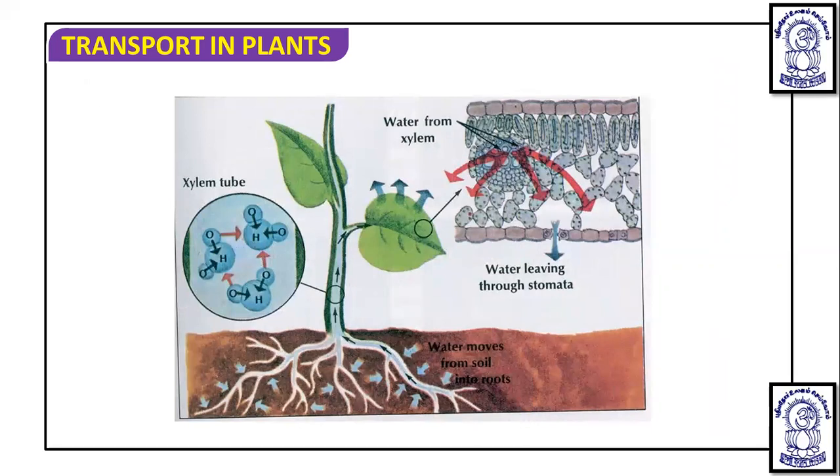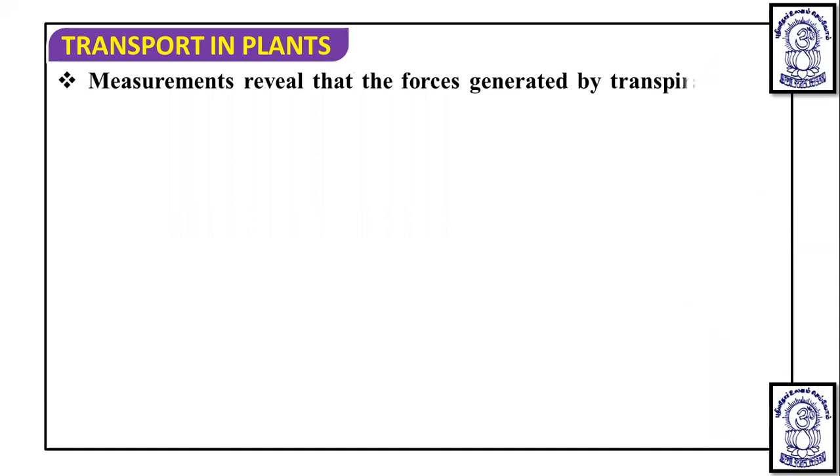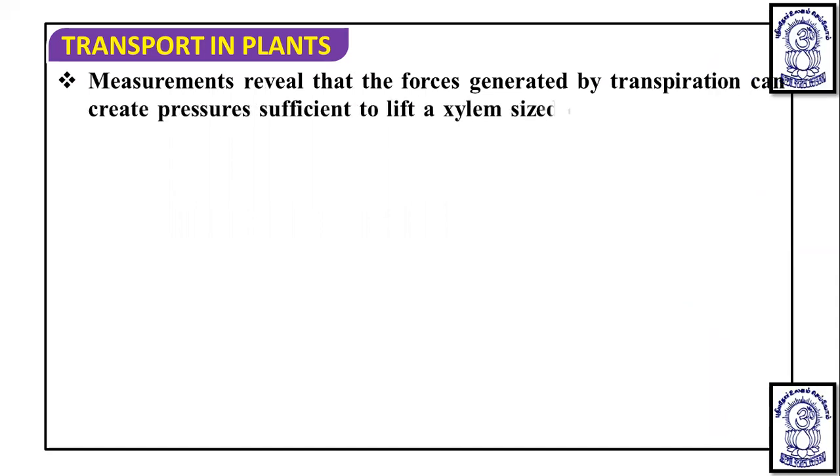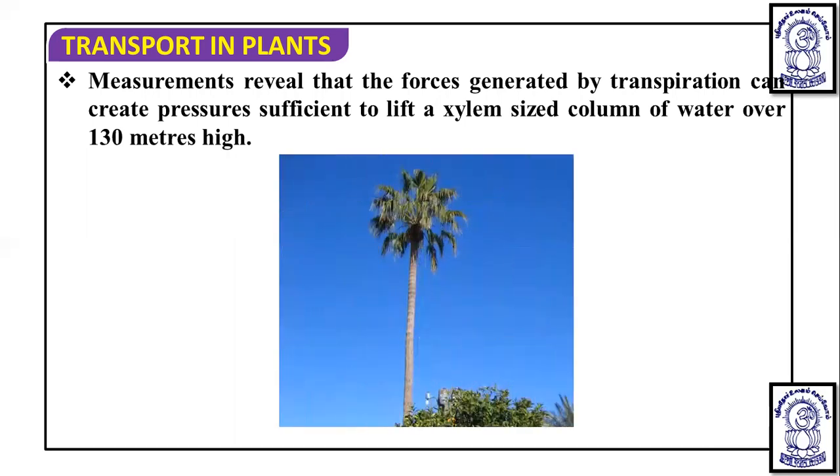This is what you can see here, how the water moves in the xylem tube and how water loss is occurring. Ultimately, measurements revealed that the force generated by transpiration can create a pressure sufficient to lift a xylem-sized column of water over 130 meters high. So that is one of the important specialities of this.